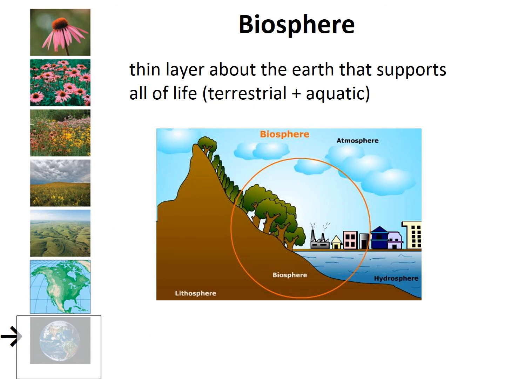The highest level of study in ecology is the biosphere. The biosphere represents the thin layer about the Earth that supports all life, both in the terrestrial and aquatic environment. And as illustrated in this diagram, I think it's quite interesting that the biosphere is unique out of the other 3 spheres, in that it does overlap with each of them. So there is life in the atmosphere, there's life in the hydrosphere, and there's life in the lithosphere as well. And that concludes the hierarchical levels of study in the field of ecology.